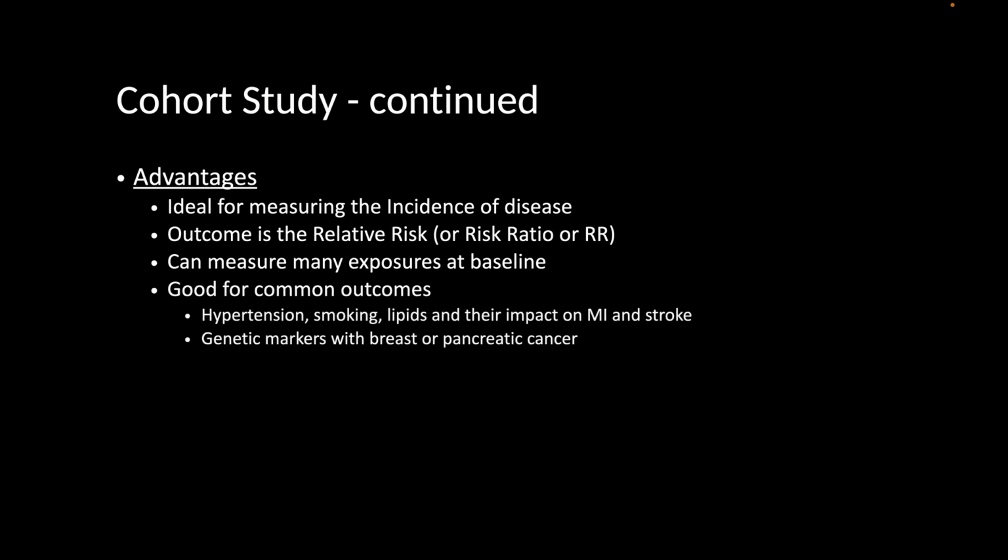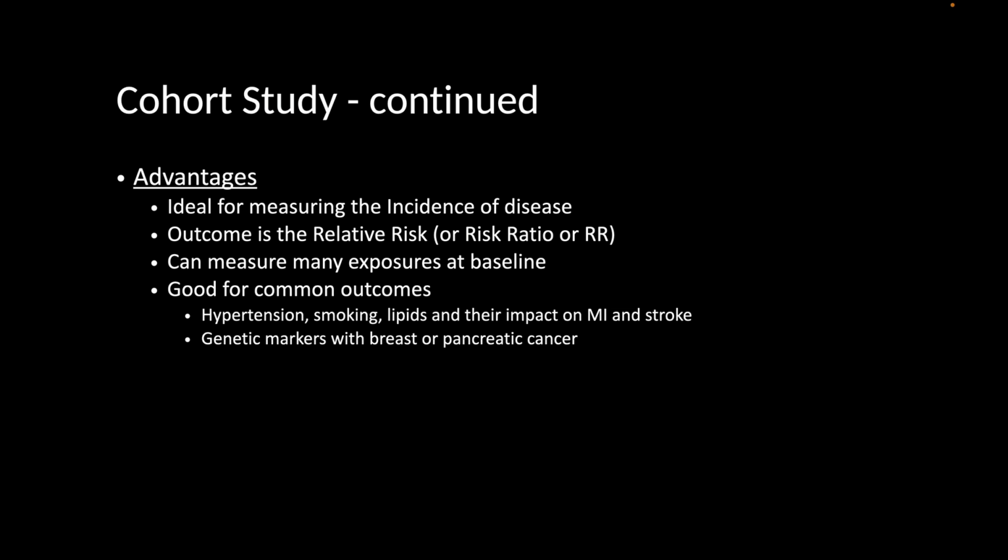And in general, they are good for common outcomes. This is both a strength and a weakness, as we'll come back to in a minute, which is that we tend to use cohort trials when we're looking at outcomes that are fairly likely to happen in your population of interest. So you can have enough outcomes to show a difference between your different exposure arms of your trial.